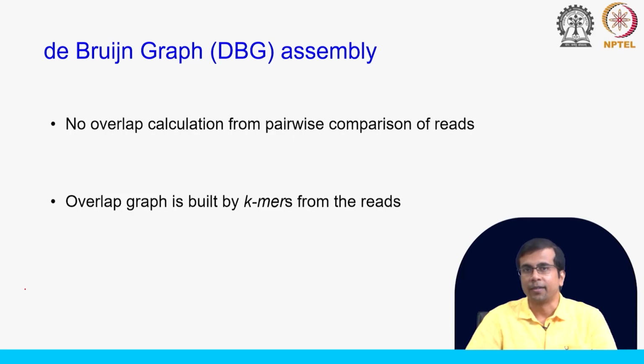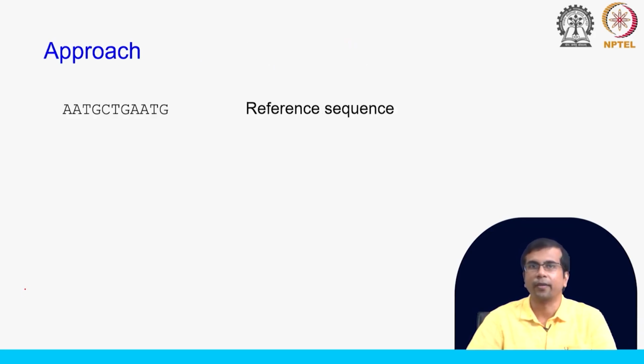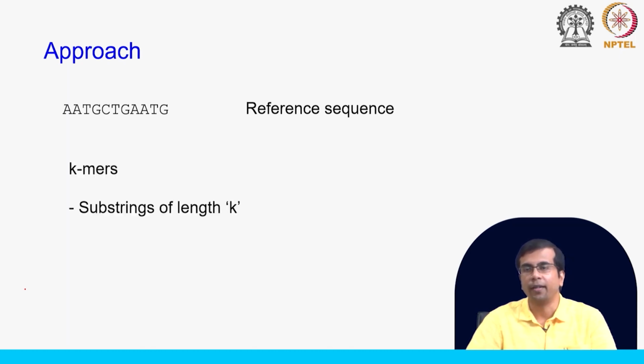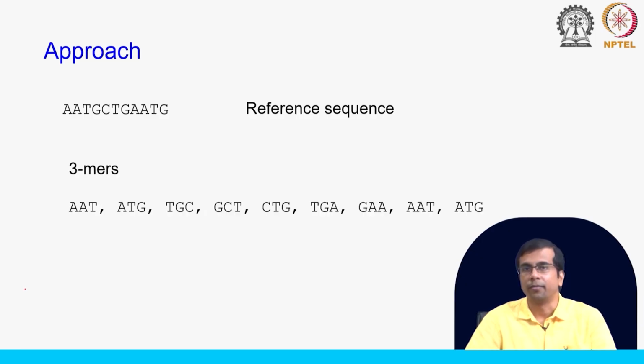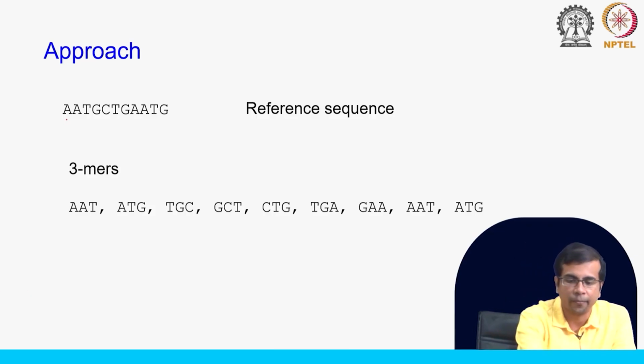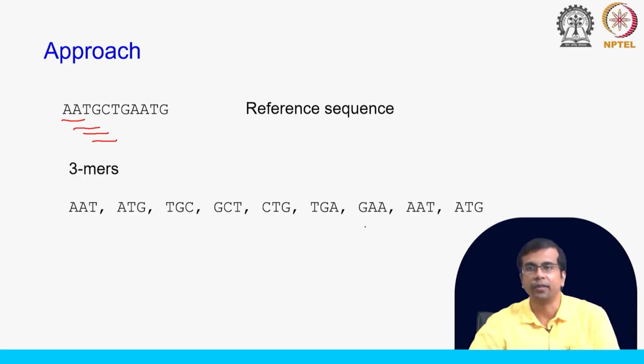So, let's now illustrate this approach, and how we build this. Here is a small reference sequence that we will start with, and we calculate the k-mers. So, what are k-mers? These are substrings of length k. If you take this reference sequence and want to calculate the k-mers, you can start from here, and we take these 3-mers, and these are the 3-mers for this sequence.